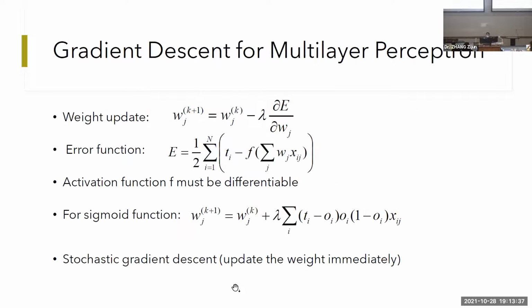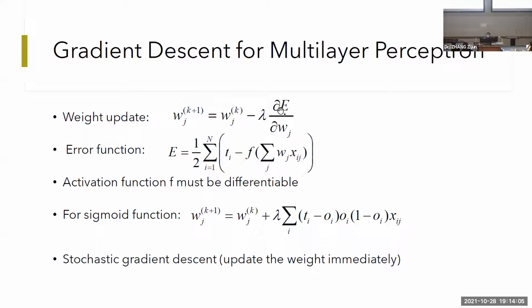So basically we will introduce the gradient descent and back propagation for the multi-layer perceptron training. First, let's look at some terms and their descriptions. The first is the weight update. For a multi-layer perceptron or neural network with multiple layers, the weight is updated based on its gradient.